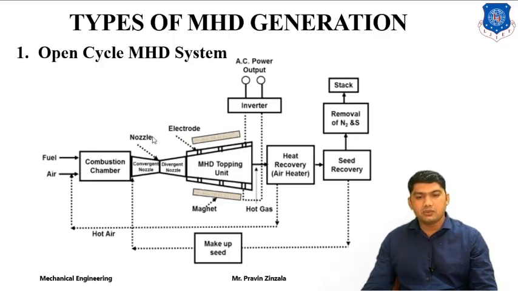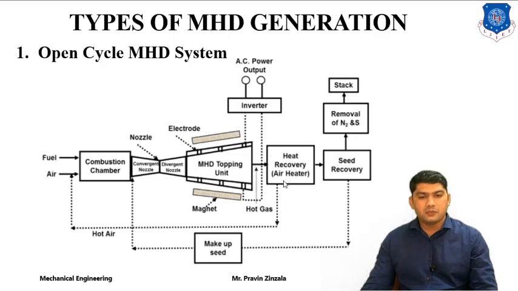Gases will be passed to the nozzle, like a convergent-divergent nozzle. It will create high velocity gases. Here is the MHD generator, which has two magnets and two electrodes, and we are passing the ionized gas perpendicular to the magnetic field and electrode flow rate. So we will generate the electricity.